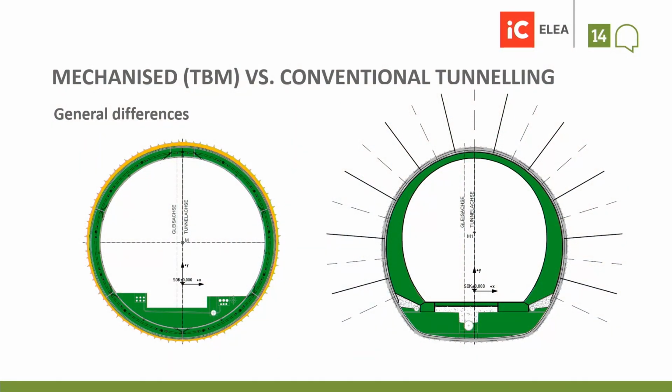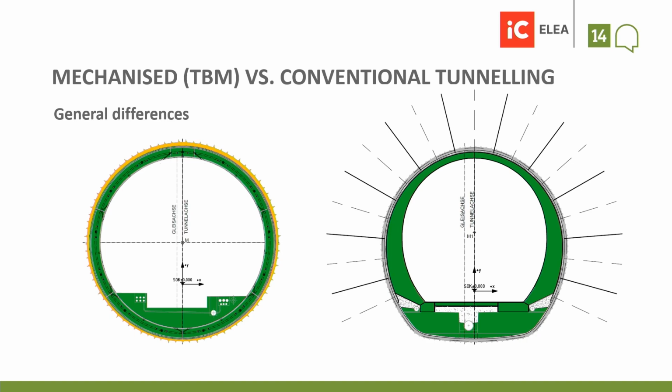When we are comparing the two tunneling methods, it helps to have a look at the final cross-section. On the left-hand side, you see a cross-section of a TBM tunnel, which in general consists of several precast elements made of common reinforced or fiber-reinforced concrete. Due to the fact that the tunneling machine has a higher diameter than the lining, the gap between those two has to be filled with grout or alternatively gravel. It's the orange hatch on the left picture.